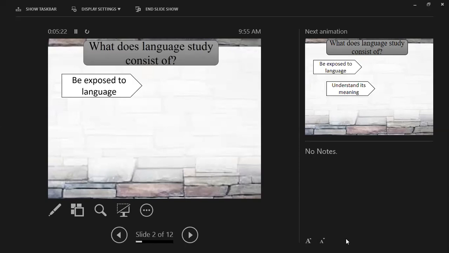So please remember this in your class later when you become an English teacher and you are teaching your students English, make sure you expose them to English. The exposure can be from their listening input, just like what I'm doing now. That's why I'm trying to use my English when presenting something to you.